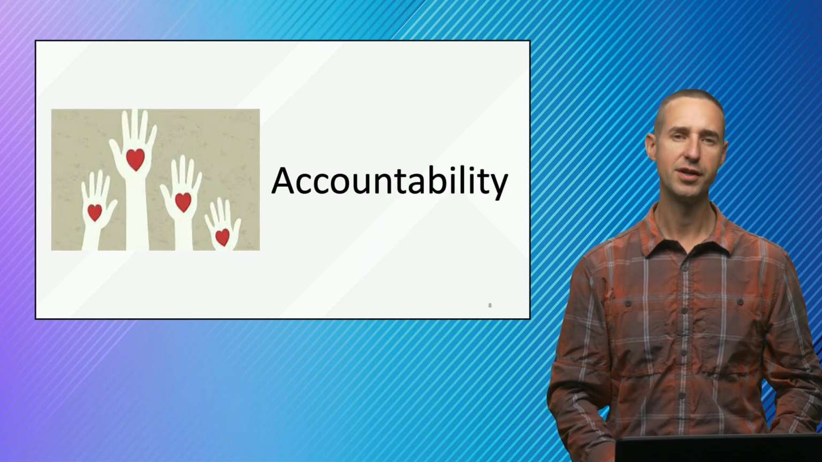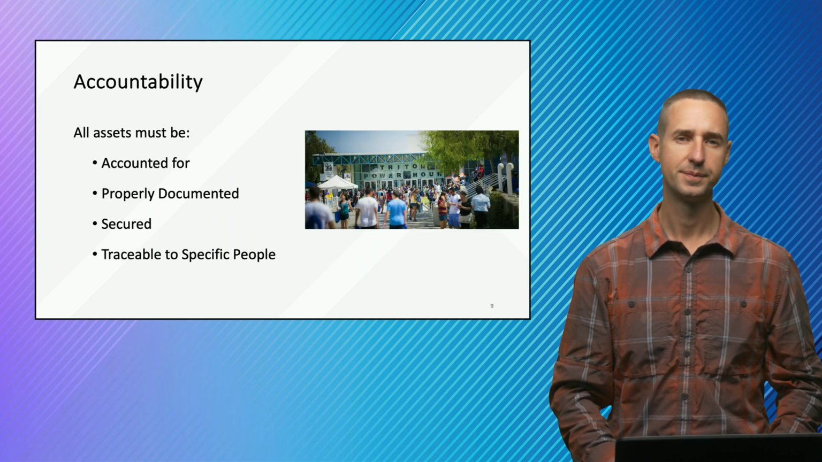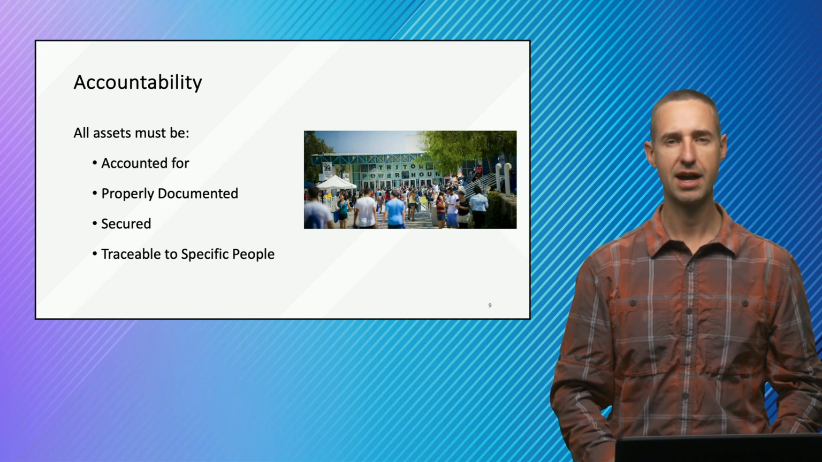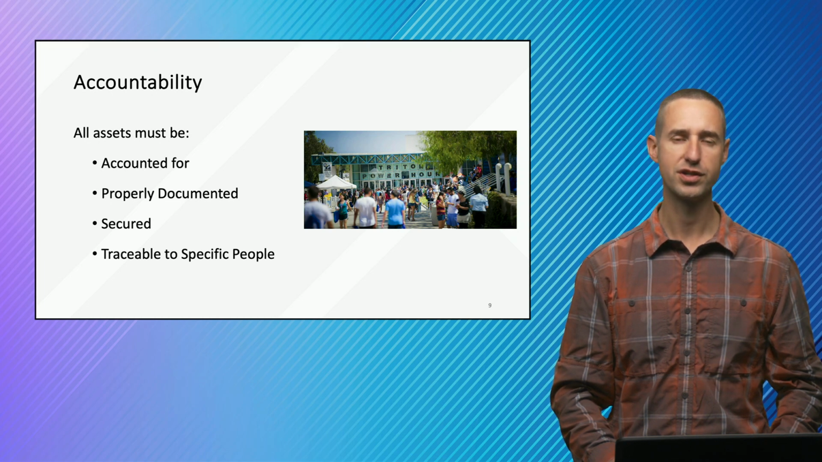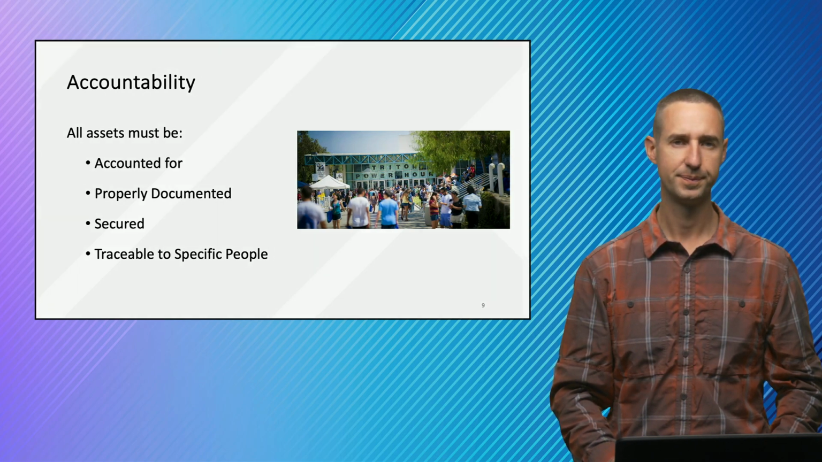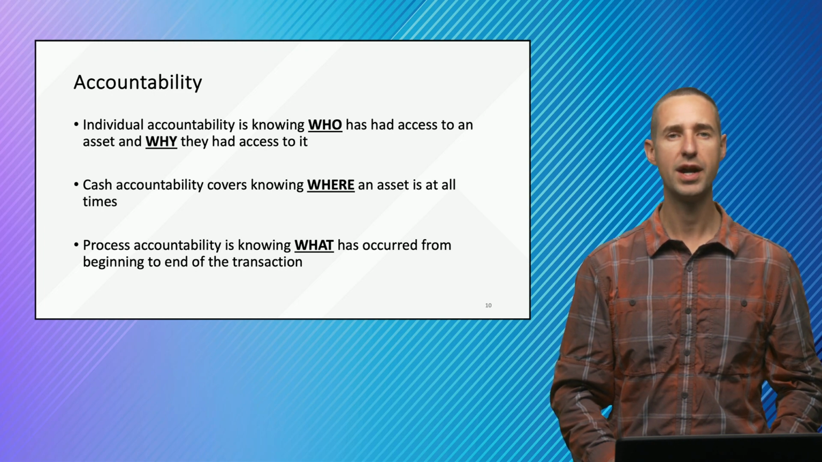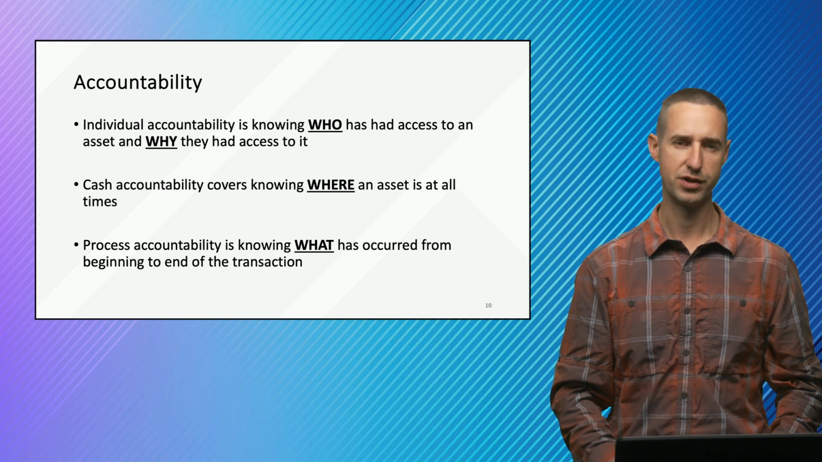Next, let's look at accountability. This principle means that all assets must be accounted for, documented, secured, and traceable to each person involved. Ensuring you know the who, why, where, and what surrounding the access to an asset upholds this principle.